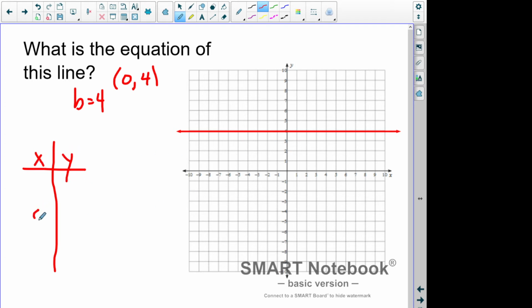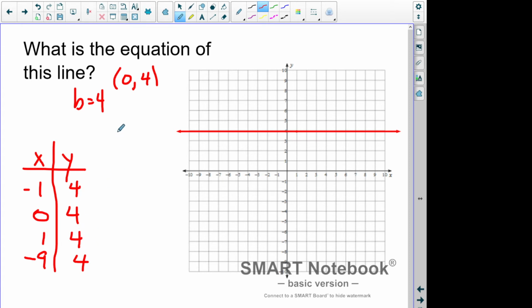But I know that (0, 4) is a point on there. I know that (1, 4) is also a point on there. I know that (-1, 4) is a point on there. And if I look at this, it doesn't matter what x value I choose. If I choose -9, my y value is 4. So I can tell right away that my x value doesn't make any difference here. My x value can be anything. My y value is always going to be 4.